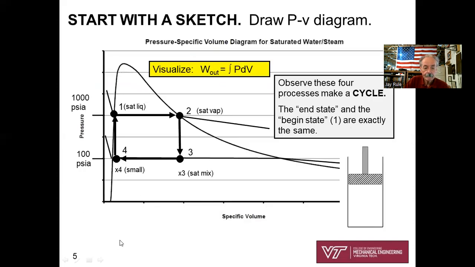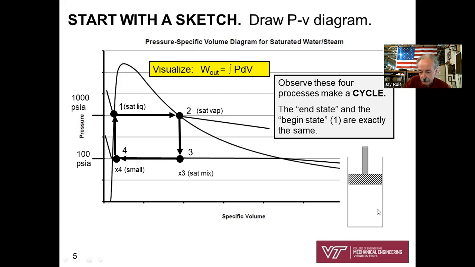All right, so here's the outline of how I solve the problem. How would I solve the problem? The first thing I do is go to a pressure volume diagram. I'm going to draw this out on pencil and paper on my own. The reason I go with the PV diagram is because it gives me a chance to visualize the work out for each of the four processes.